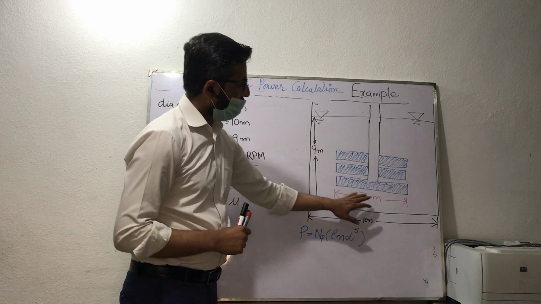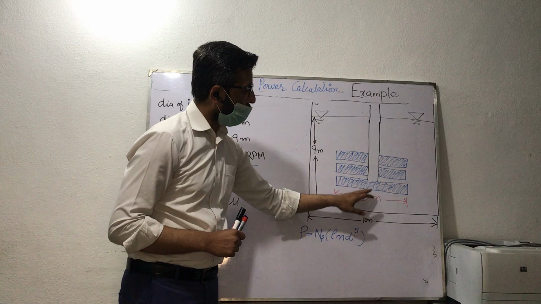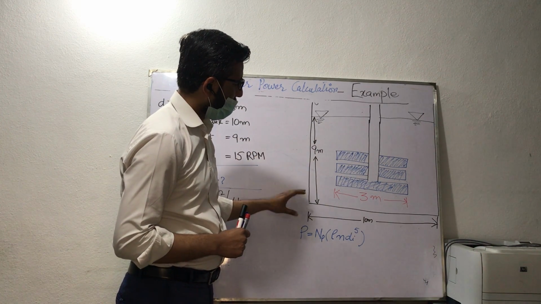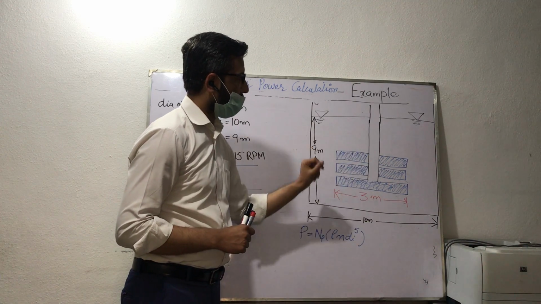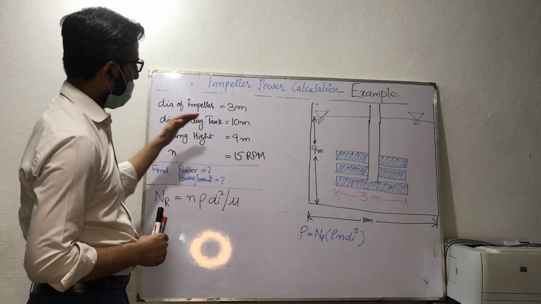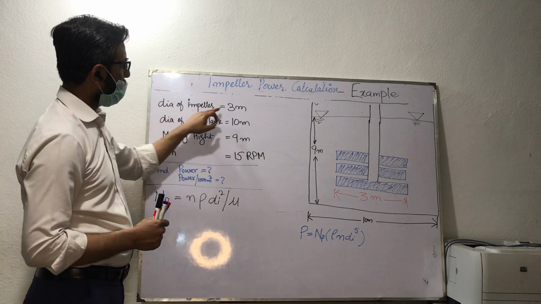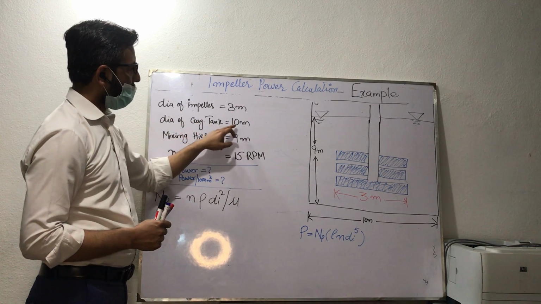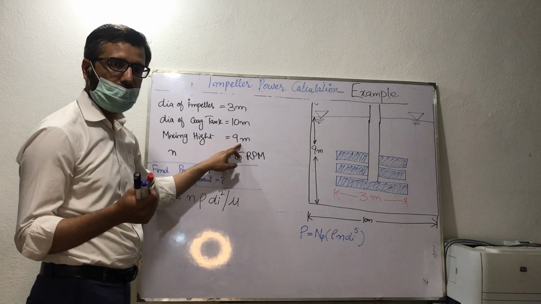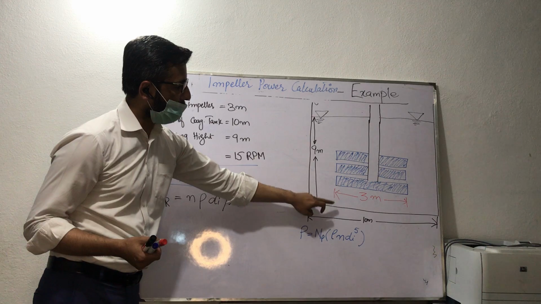So we have 3 meters diameter of impeller. We have 9 meters of water height, and then we have 10 meters of this tank's diameter. This is the water level inside the coagulation chamber. Now moving on to the data which has been provided for this example. We have an impeller diameter of 3 meters, a coagulation tank with 10 meters diameter, and a mixing height of water of 9 meters. All these 3 parameters have been given here one by one.